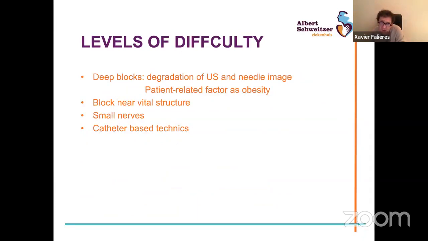And there are some levels of difficulty in blocks. For the deep blocks, you will have a degradation of the ultrasound image, and the needle will be difficult to see where you want to go. Less so in Myanmar, but in our countries we are more and more confronted with patients with a BMI above 35, 40, 45. We don't care anymore, but blocks are challenging. And then you have all the blocks near small structures. It can be very challenging, small nerves. And I won't speak today about the catheter-based techniques.